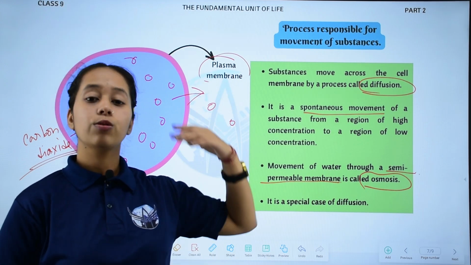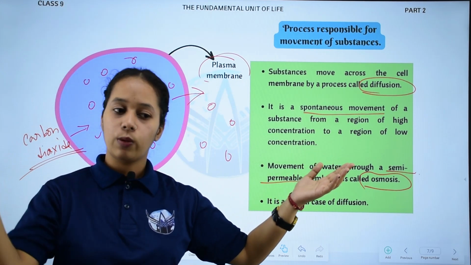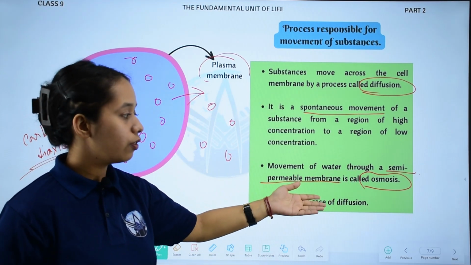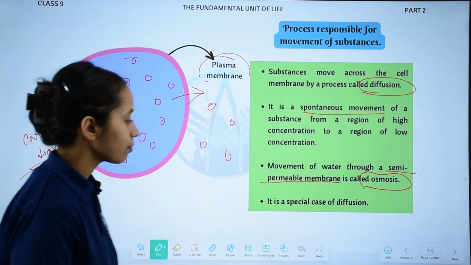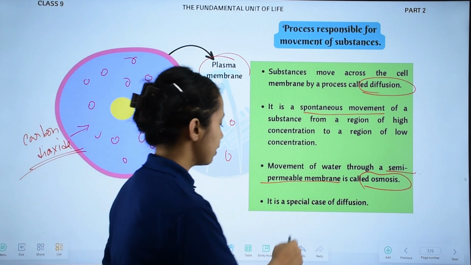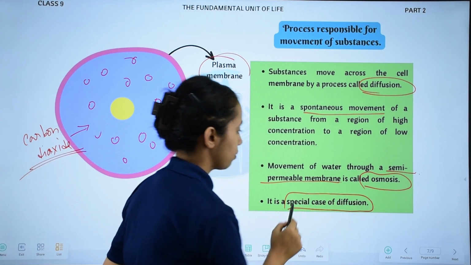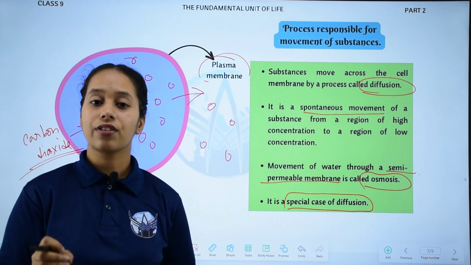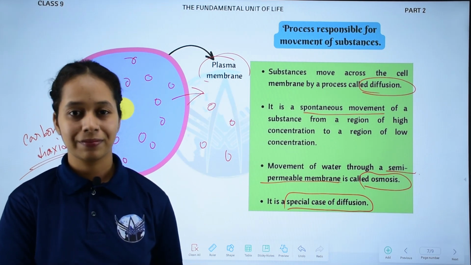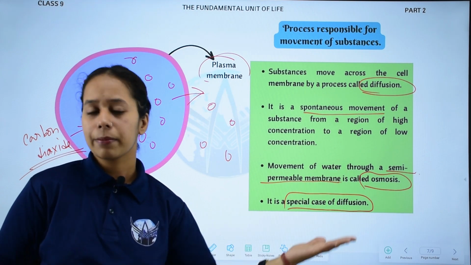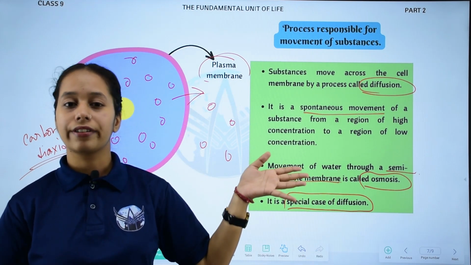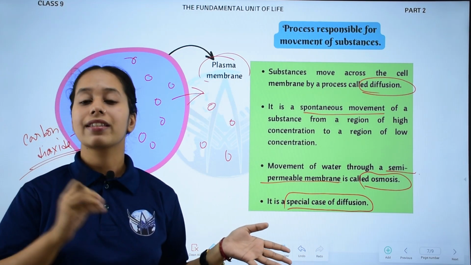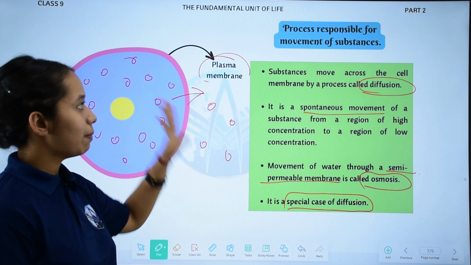So how do gases move from one place to another in a cell? Via diffusion. How does water move? Via osmosis. Osmosis can also be termed a special case of diffusion, a special kind of diffusion. What is the difference? The difference is the presence of the semi-permeable membrane. In diffusion the semi-permeable membrane may or may not be present, it does not create any hindrance. But in osmosis, a semi-permeable membrane is a must-have. So I think this part is done.